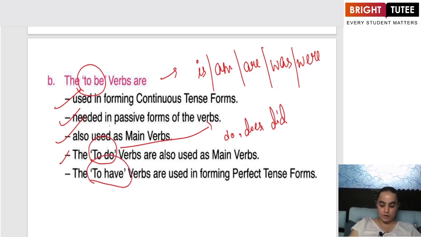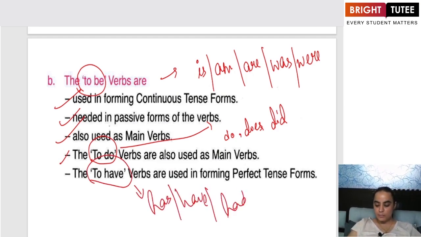And to have verbs, that is has, have, and had, are used in the perfect tense. Has done, have done, had done, has brought, had brought, have brought. So these, my dear students, are the different types of verbs. We have transitive that need an object, intransitive that do not need an object. Link verbs, which are also known as incomplete verbs because they always need a complement or an adjective to complete it. Then we have the auxiliary verbs, which are 24 in number.